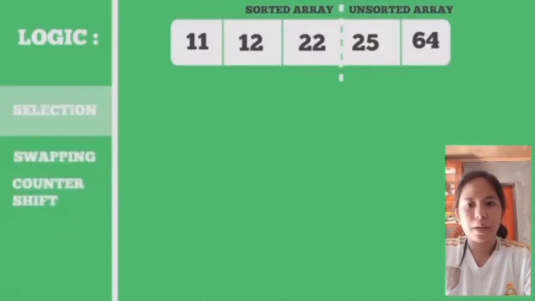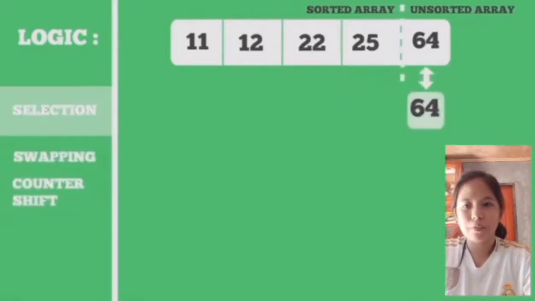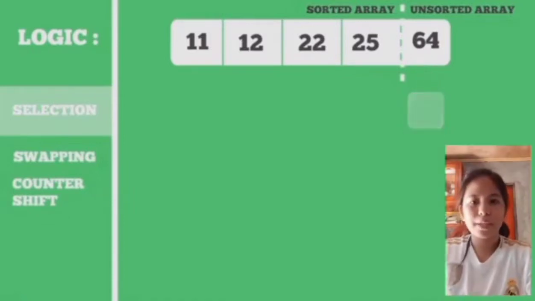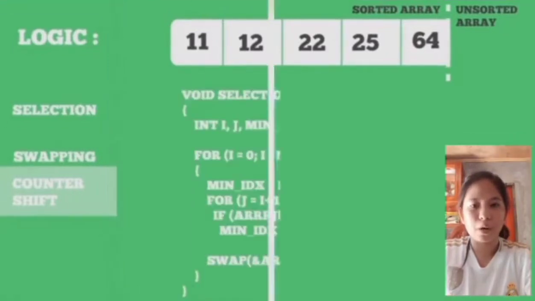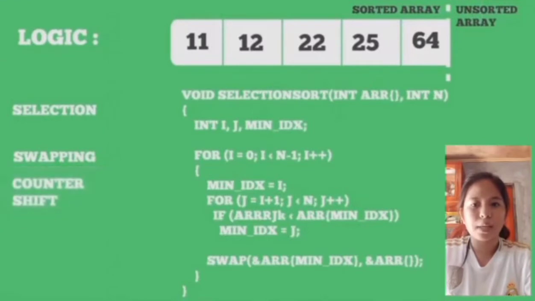So we have 25 and 64, counter shift, and 64, counter shift. Finally, we get the sorted array as 11, 12, 22, 25, 64. So this is the sample code of selection sort.